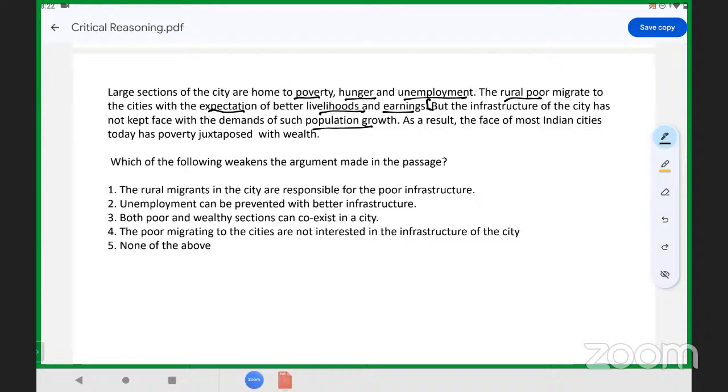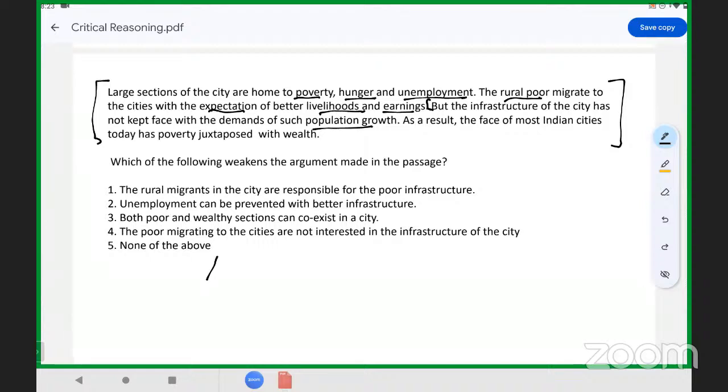Which of the following weakens the argument? So we have to find a point which will weaken the argument. So what does the above argument say? First, that large sections are facing poverty, hunger, unemployment. Second, the rural poor are migrating to the cities with better living expectations. Third, the infrastructure has not kept pace, which means it has not been able to deal with the population growth. And fourth, most Indian cities today have poverty juxtaposed with wealth.